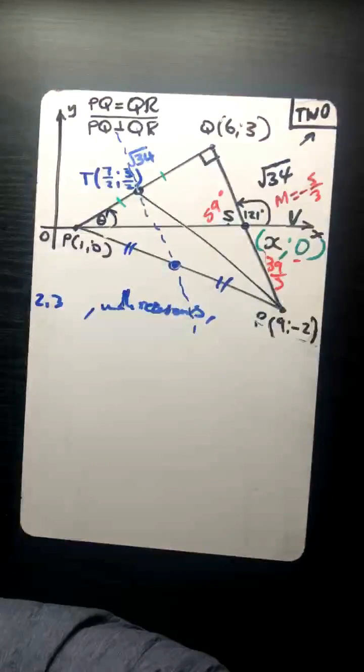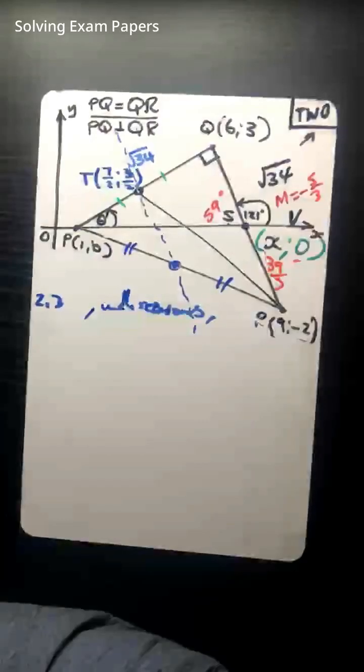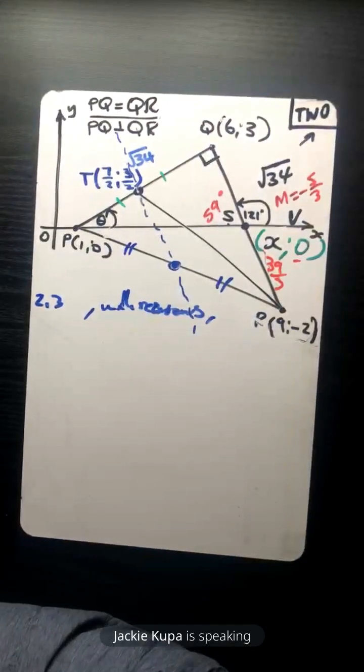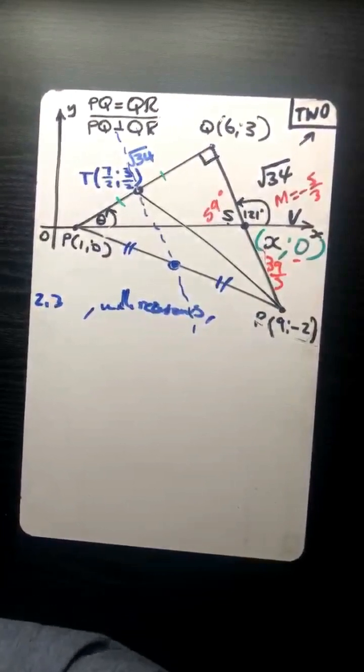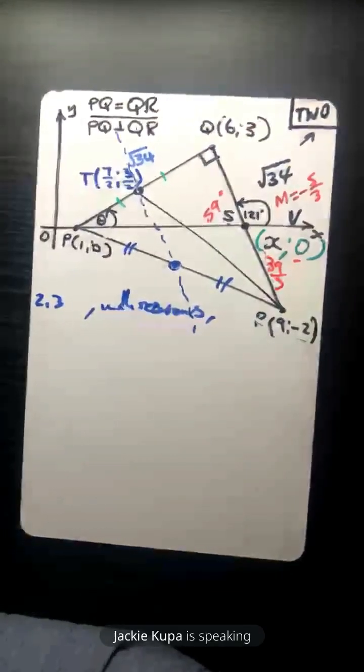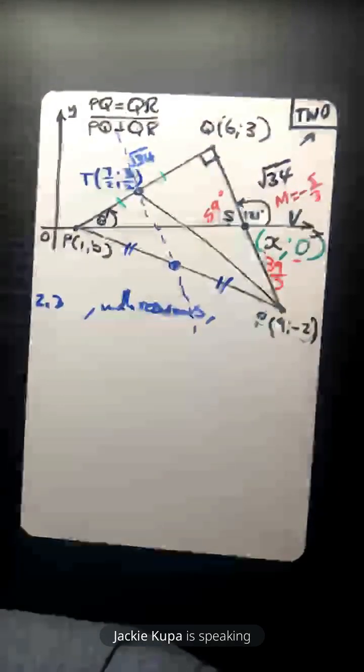Charlotte. Hello, sir. Oh, there is Jackie. Yes, honorable member. Go for it. Yeah, I'm trying.